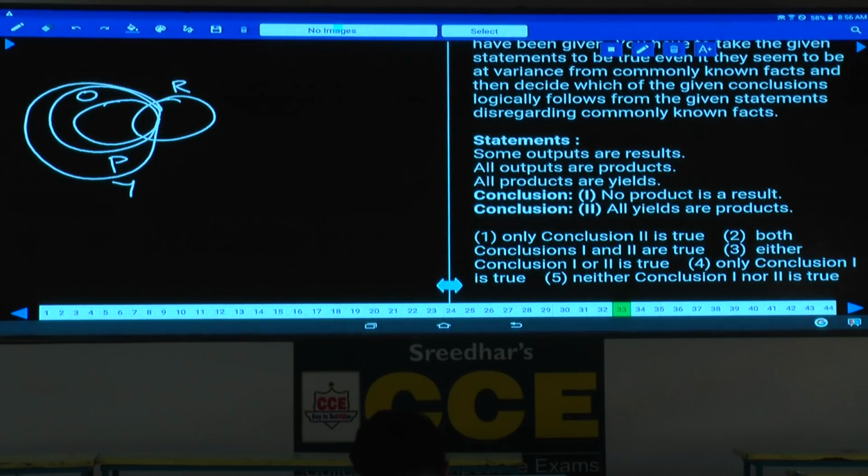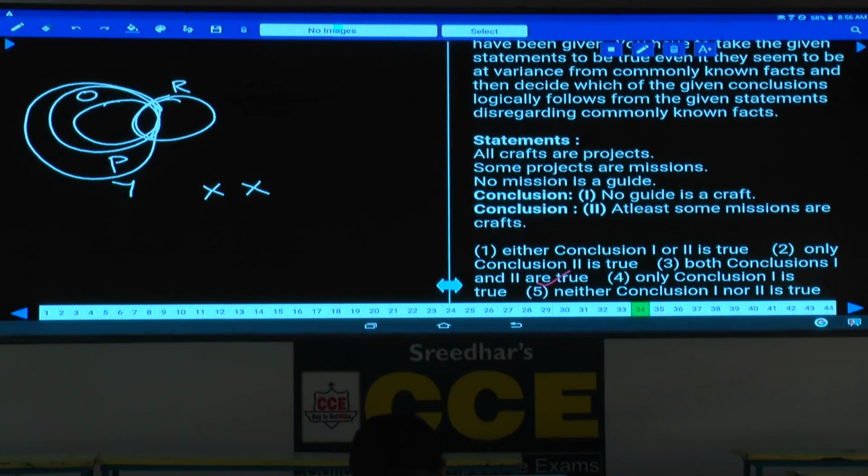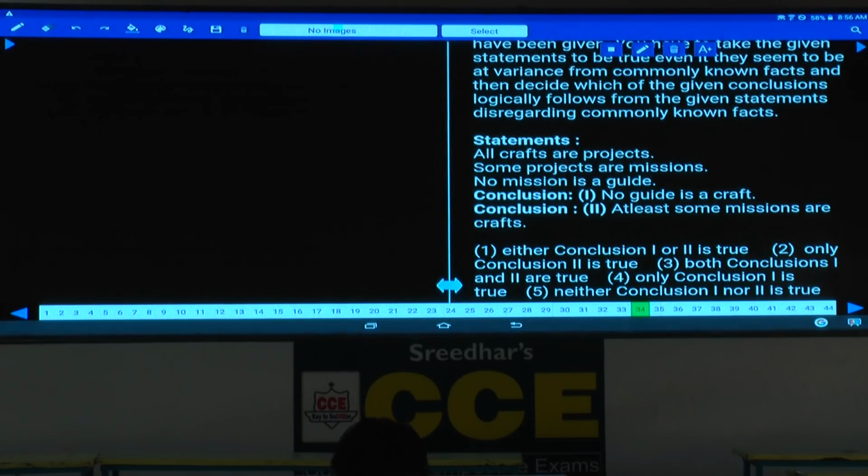And again, first one, no project is a result. As of now, no project is a result, true or false? This is result and this is project, hence that one is false. And next one, all yields are products. All products are yields is true, all yields are products is false. Hence neither one nor two, choice five. Question number 33, choice 5. Then 34. Now in this question number 34, all crops are products.